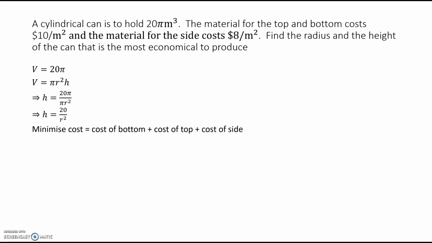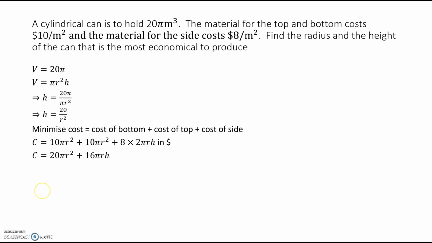So it's going to be the cost of the bottom, the cost of the top, and the cost of the side. So putting those in formula forms for the circles at the top, the bottom, and then the surface area for the side, we can get that. So $10 for the area of the top, $10 for the area of the bottom, and then $8 per square meter for the area of the side. And don't forget now that C is going to be in dollars. Now we can simplify that. We can add the first two terms to be 20 pi r squared, and we can sort out the third term to be 16 pi r h.